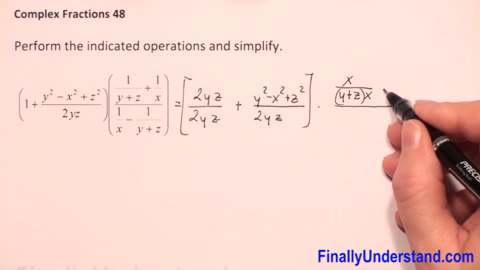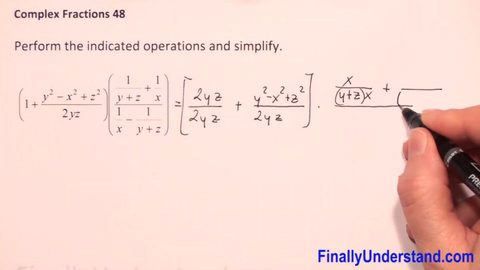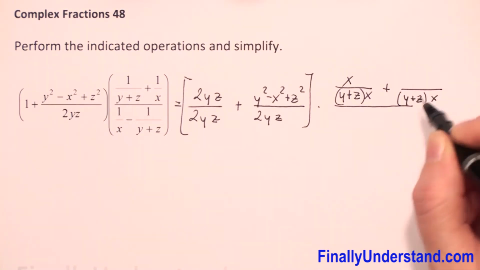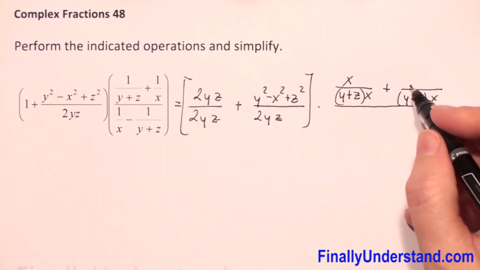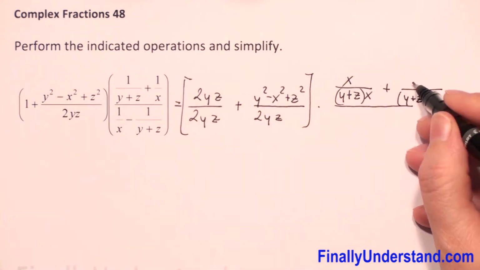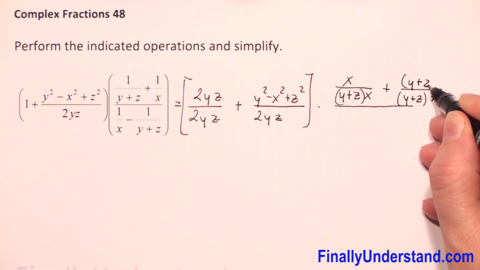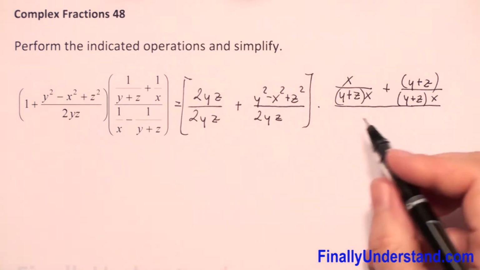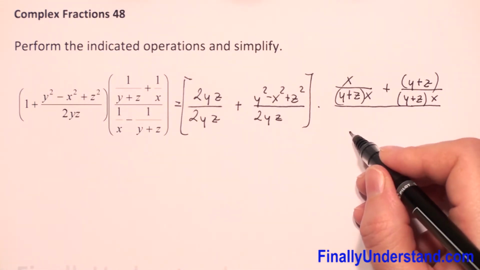So this is x, and we have plus. Next we have only x. And we have in the denominator y plus z times x. So I have to multiply that x by y plus z. So I have to multiply numerator 1 by the same expression, y plus z. So this is our numerator, and the common denominator for x and yz will be xyz.